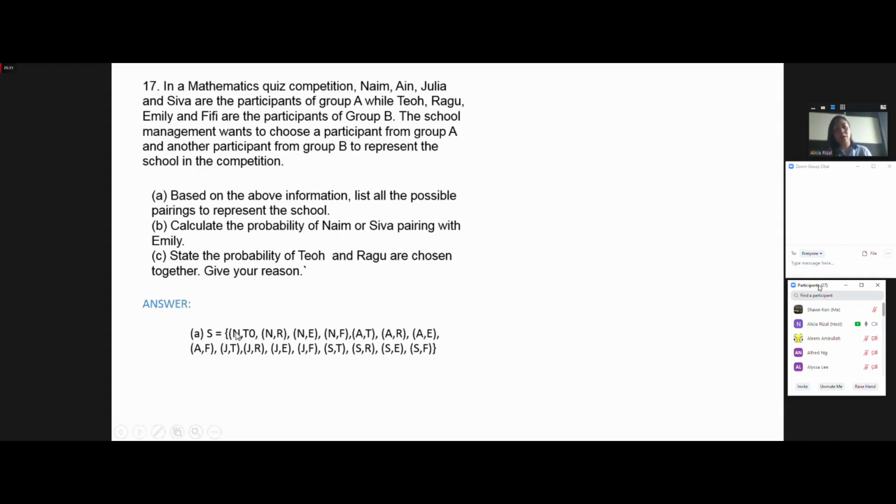Okay. Alamak, you can see my typo error. You see here, it should be a bracket, not 0. So it should be N, comma, T, close bracket. So these are all the possible pairings. What's your experiment? It says choose a participant from group A and another one from group B. That's your experiment.